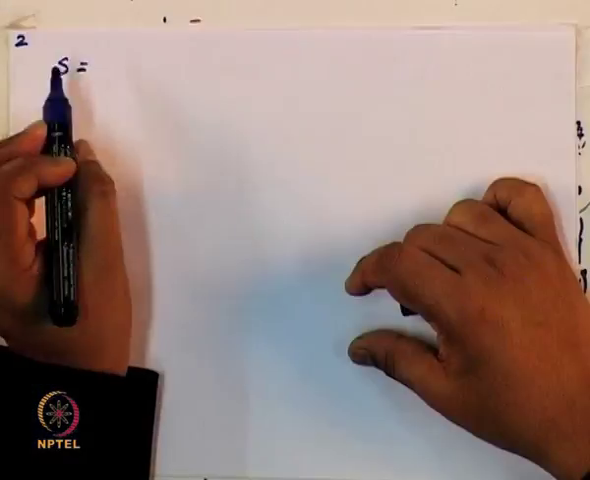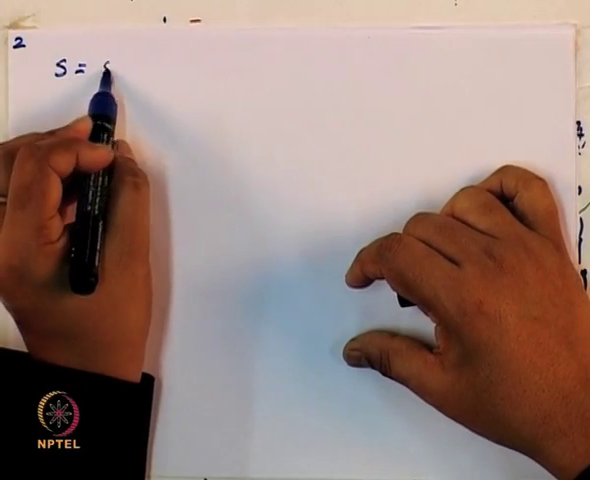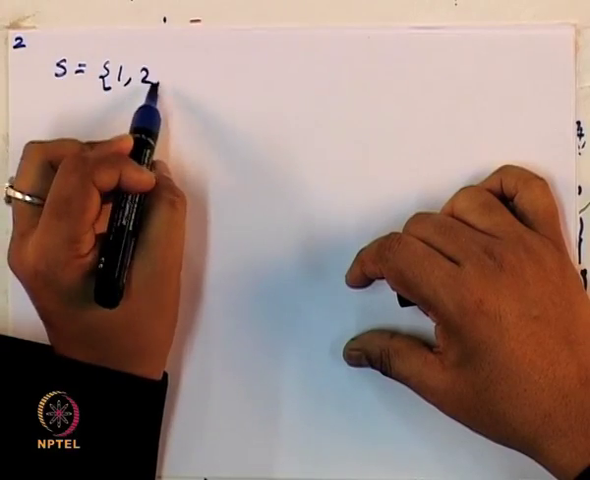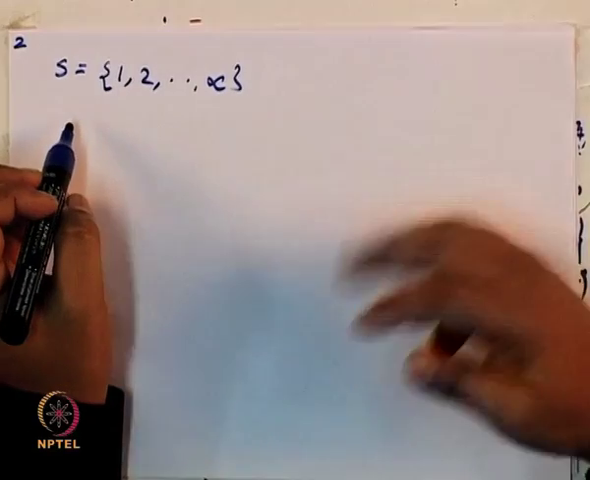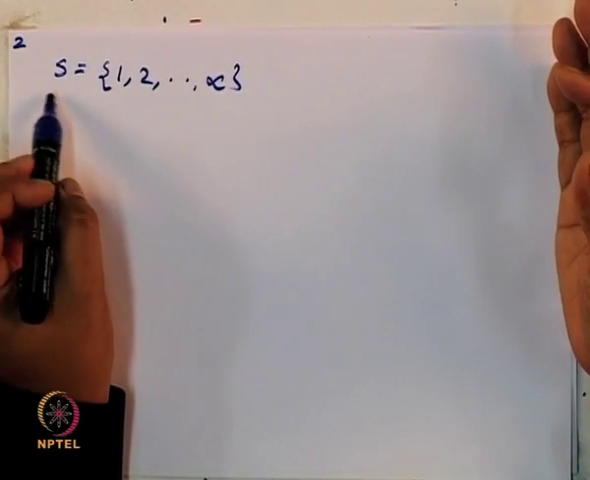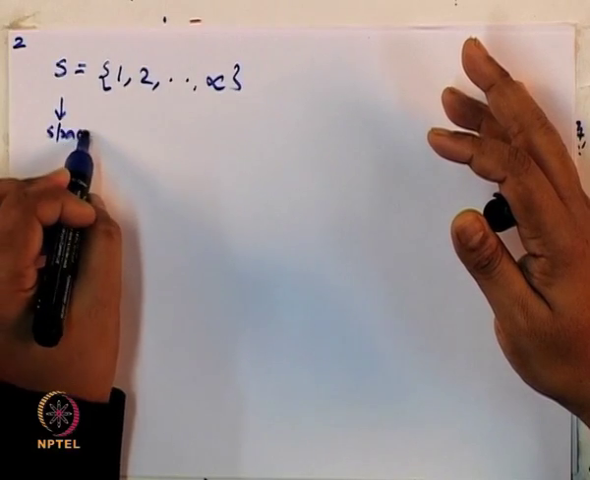Now, let us say I say sample space S represents all natural numbers. Natural numbers are positive numbers, greater than 0. So, my sample space will represent 1, 2, dot dot dot, infinity. In other words, there are infinite possible outcomes. So, this sample space is the space of all natural numbers.